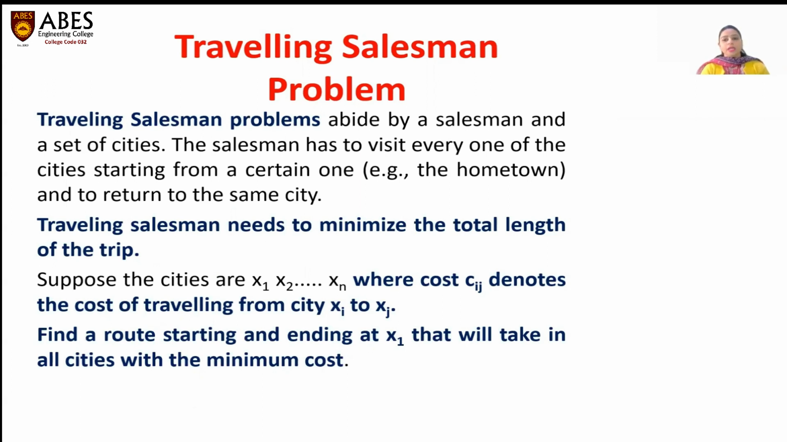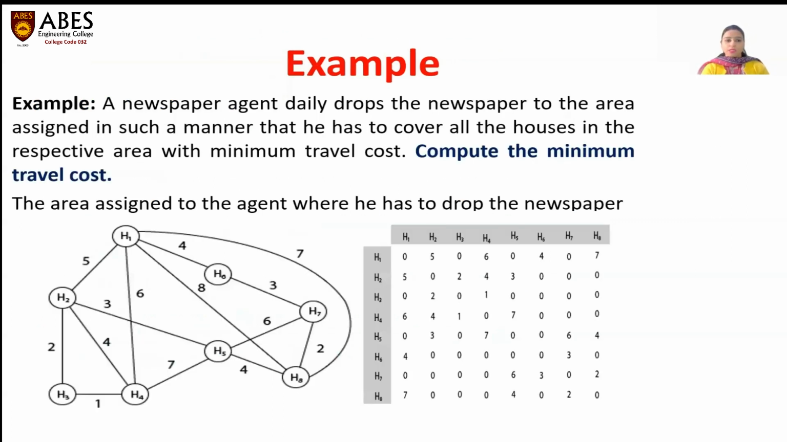Suppose there are cities named x1, x2, ... xn, where the cost is Cij, which denotes the cost of traveling from city i to city j. We have to find out the route starting and ending at x1 that will take in all the cities with minimum cost. For example, a newspaper agent daily drops the newspaper to the area assigned in such a manner that he has to cover all the houses in that respective area at a minimum travel cost. So we have to find out the minimum travel cost.